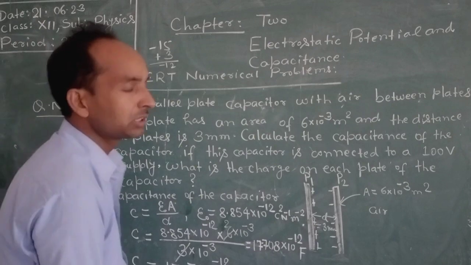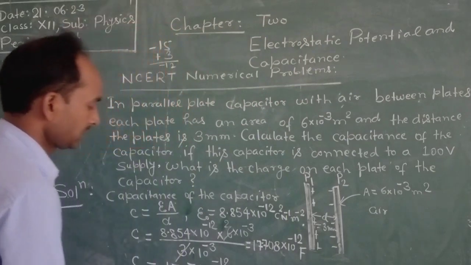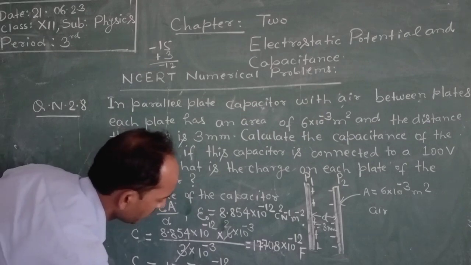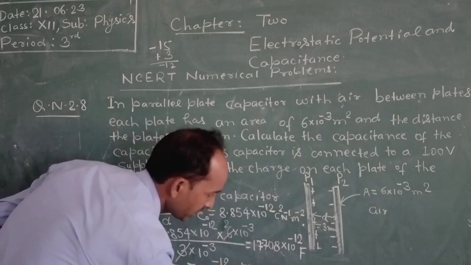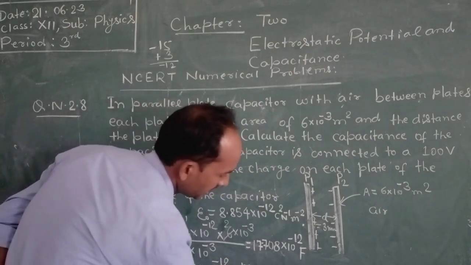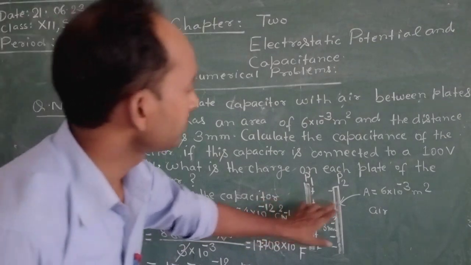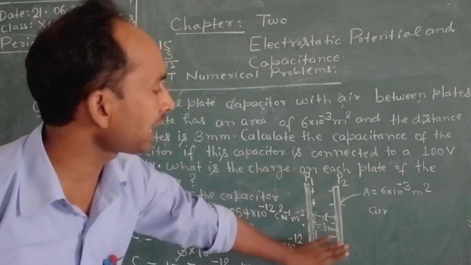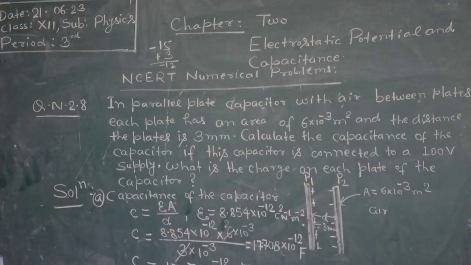It is written in farad, because in numerical problems the unit is very important when we solve the question. So this will be in farad, or you can also write it as 17.71 picofarad, since 10 to the power minus 12 is called pico. This is the capacitance of the capacitor. Now this is only the first part, and the second part is: when this capacitor is connected to the 100 volt supply, what will be the charge on each plate?